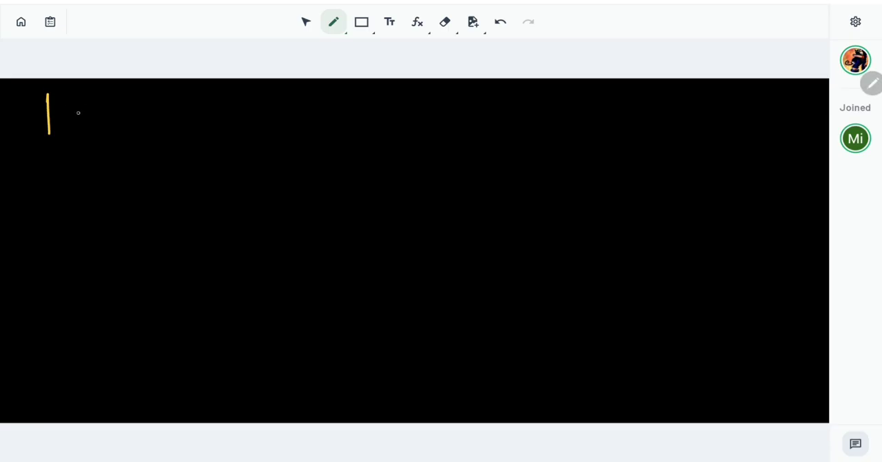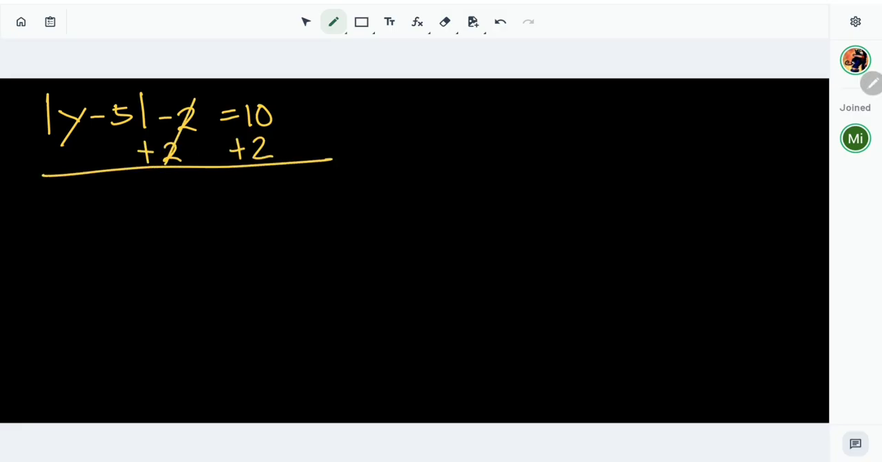Okay, so we have here absolute value of y minus 5 minus 2 equals 10. All right, we isolate the absolute value first. We add 2 to both sides. Okay, so we'll be left with absolute value of y minus 5 equals 12. And again, we can split this into two cases since this is an absolute value.